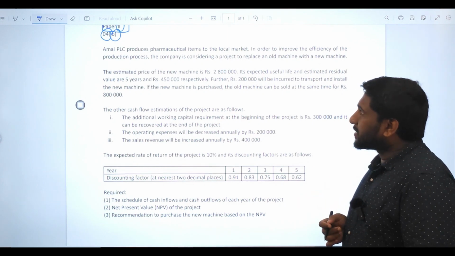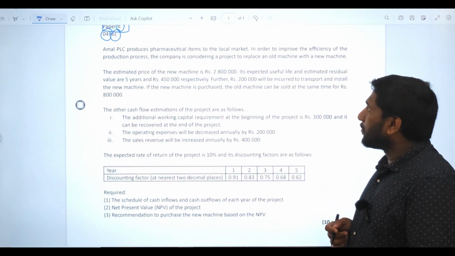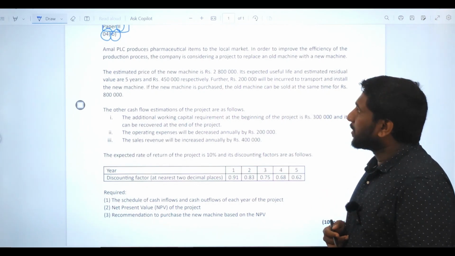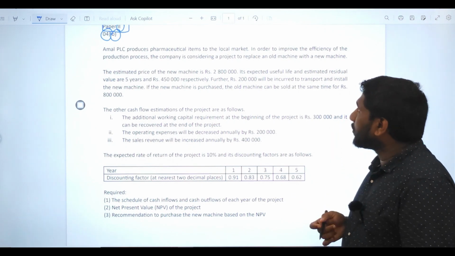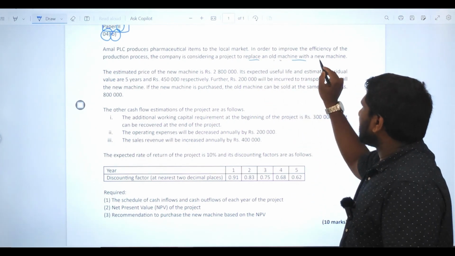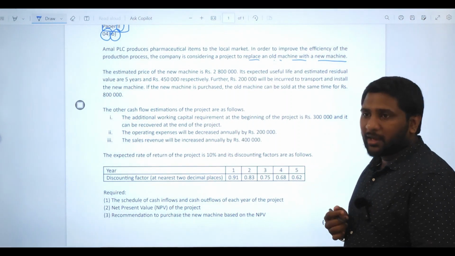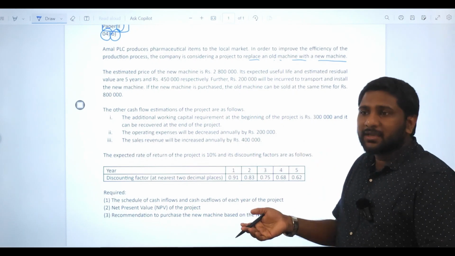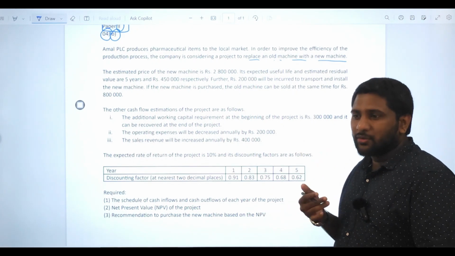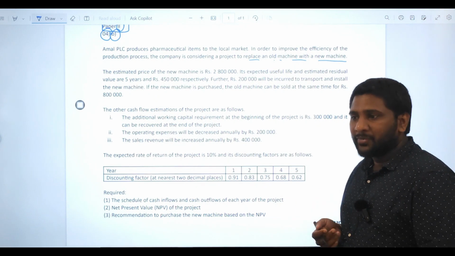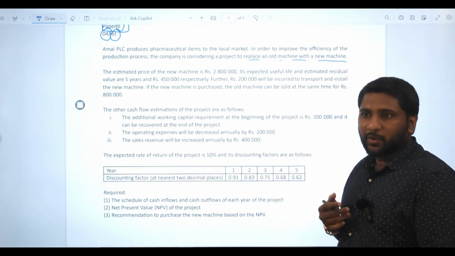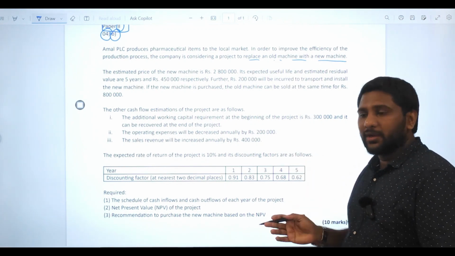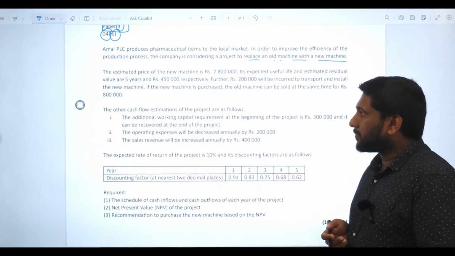Amal PLC produces pharmaceutical items for the local market. In order to improve the efficiency of the production process, the company is considering a project to replace the old machine with a new machine. So what Amal PLC is now planning is to replace their old machine with a new machine. Because when you use a machine again and again over a period, the efficiency will reduce. So they are planning to increase the efficiency by replacing the old asset with a new machine.